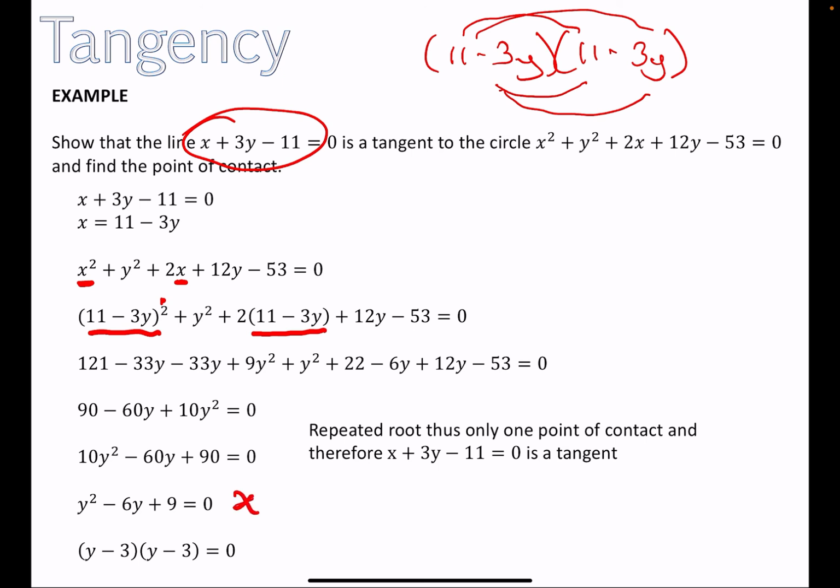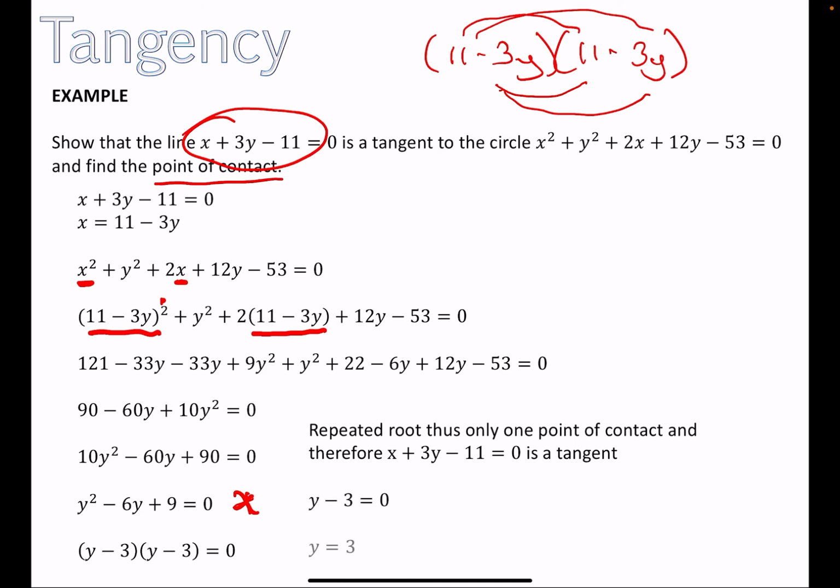We could have proved that. We could have gone with this version and used b squared minus 4ac and actually just gone ahead and shown that there was only one point of contact, because b squared minus 4ac would equal 0. That would show us that there's just a tangent, okay? But because we actually want to find the point of contact, the question asks us to find the point of contact, it's almost better to actually go and find that point of contact by factorization and just prove that it's the only point of contact.